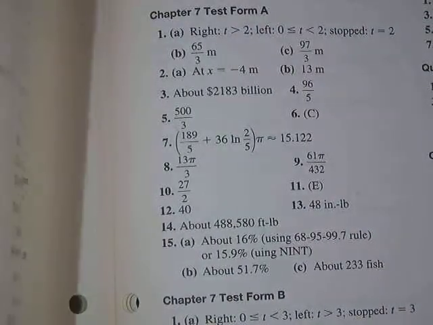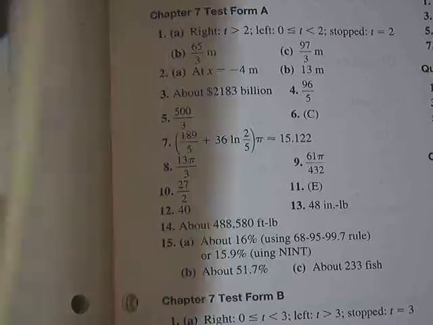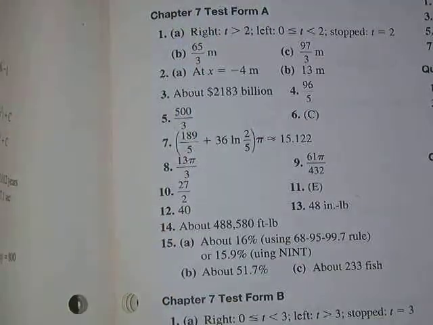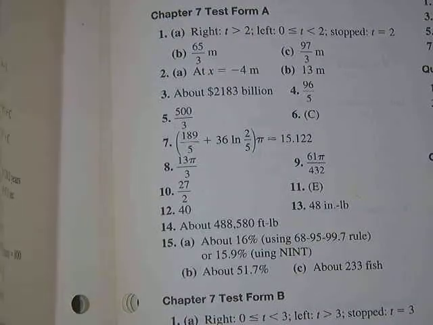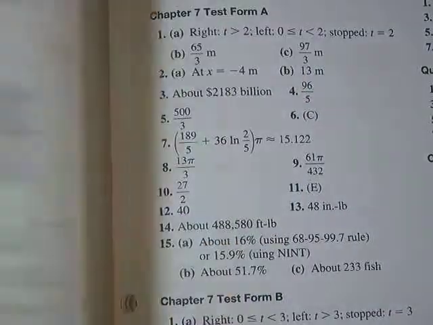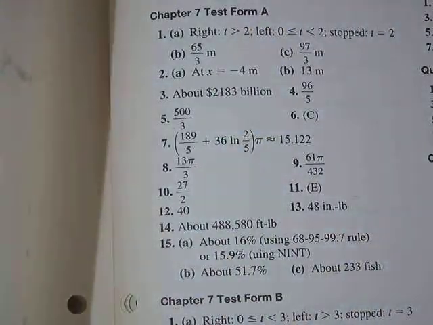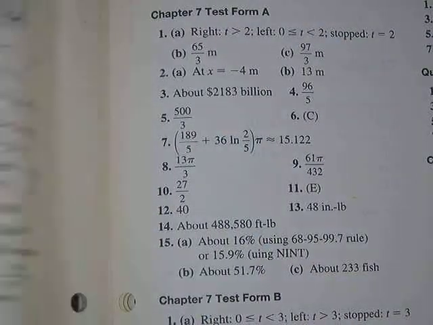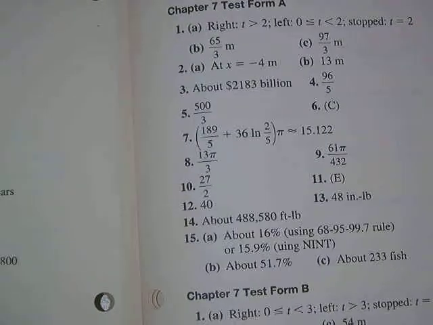And number 3, you set up the proper integral there and anti-differentiate. Actually, it doesn't say analytically, so you really don't need to anti-differentiate. You can just use a calculator once you set it up. It'll be 2183 billion. So everything's in billions of dollars in this problem. Number 4, if you find the area of that shaded region, it should be 96 over 5.